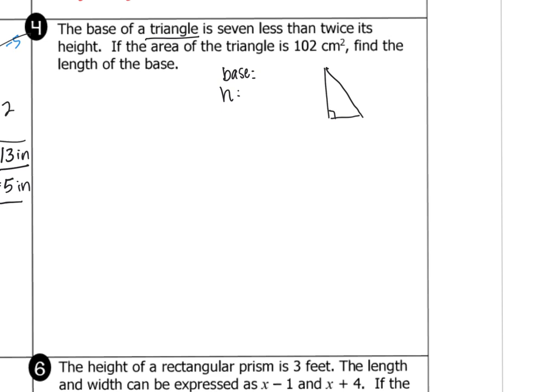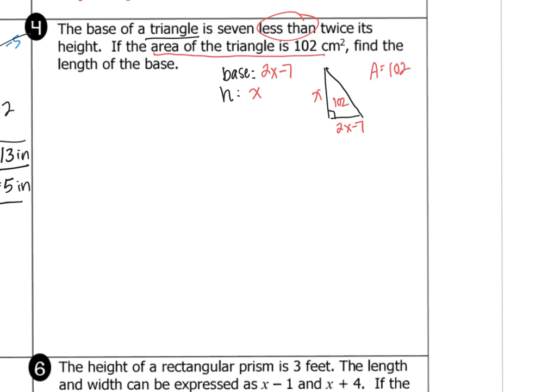So the height here gets to be x. That's who we compare to, so we can label it in both places. The base is 7 less than twice the height. It's a turnaround phrase because it said less than. So twice its height would be 2x and 7 less would be minus 7. So 2x minus 7 down here. Now, we're dealing with a triangle, and it tells us that the area of the triangle is 102 centimeters squared.